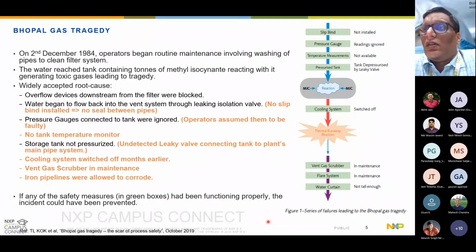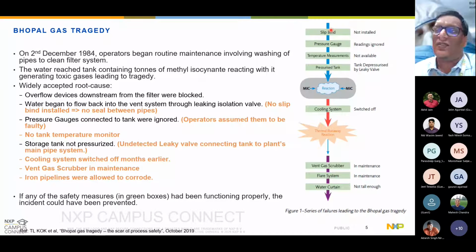Now, when you look at what happened, it's difficult to figure out exactly what happened, because you cannot really go back in time. But when investigations were done, this is what was found out: whenever you are cleaning water pipes, you have to insert, for example, a slip blind. A slip blind is nothing but a barrier that you insert at the end of the pipe, so that any water that you're using to clean does not flow beyond that barrier. Now, this slip blind was not installed, maybe because the workers were asked to do things quickly. So this could be one reason.